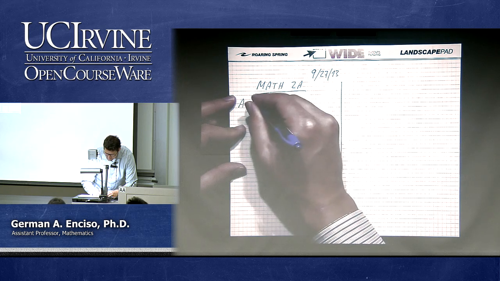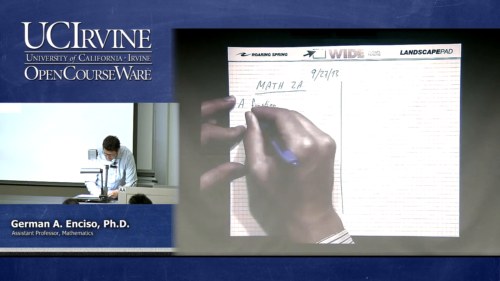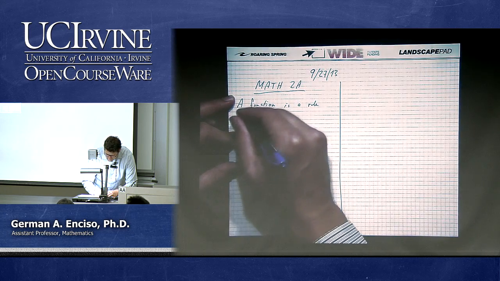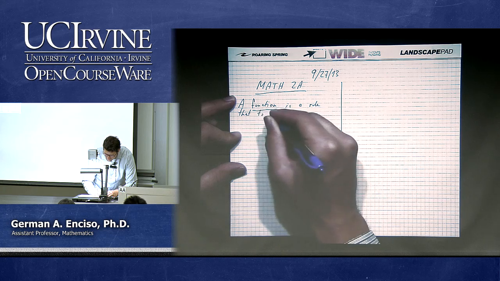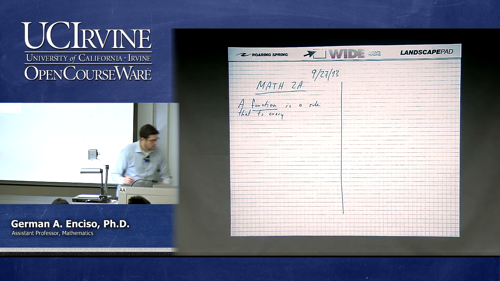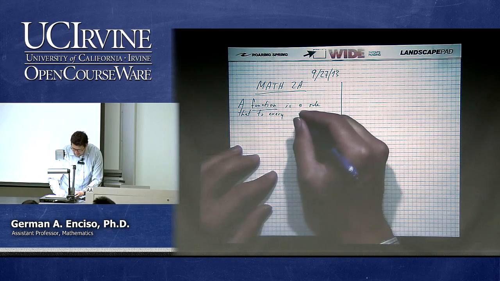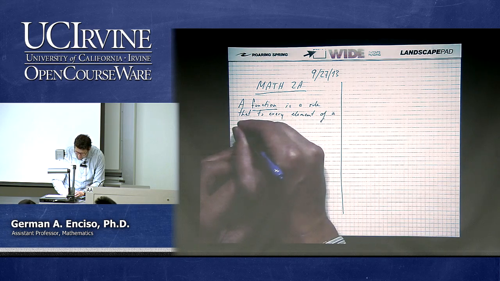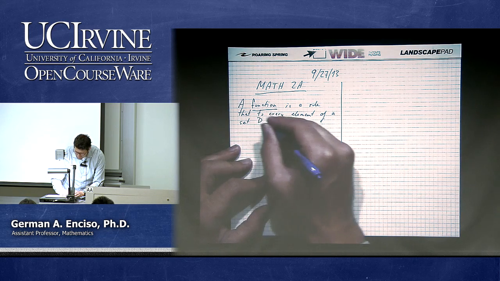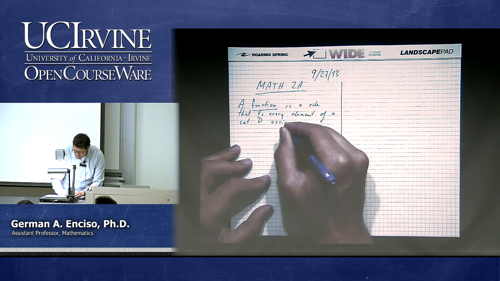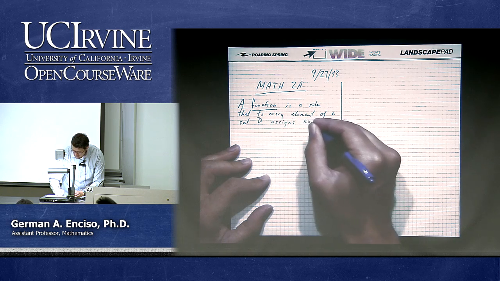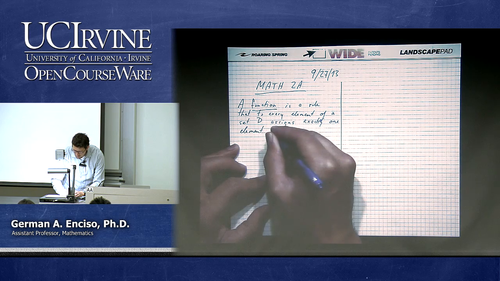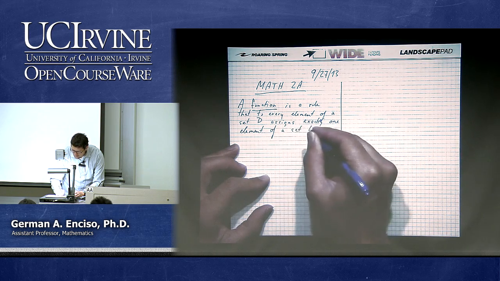So, a function is a rule that to every element of a set D assigns exactly one element of a set E.